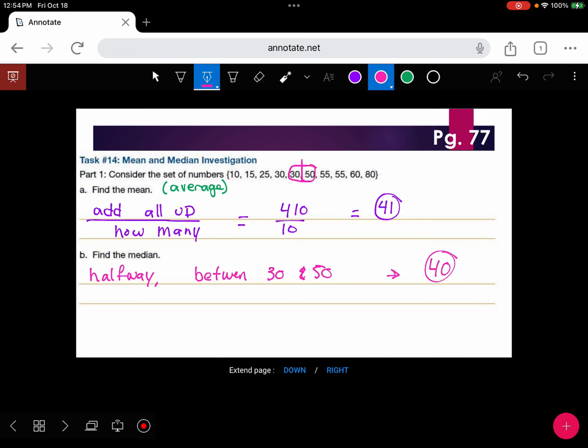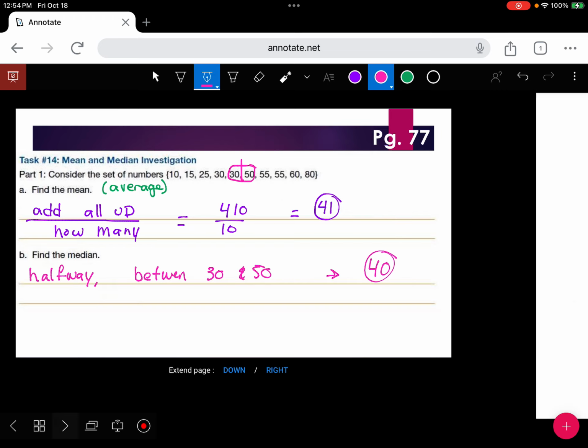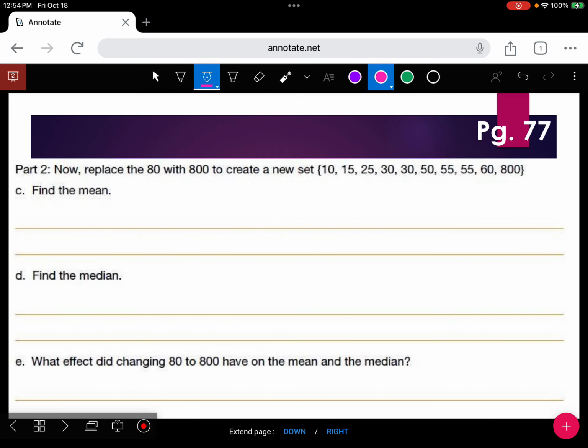But what if we have a typo in the data? What if there is a mistake or I just have one really out-of-pocket answer? We're going to look at the next data set and say, what if that 80 wasn't an 80? What if that 80 was an 800? What would happen to the mean? What would happen to the median? So everything else is the same except for that last number. So what is our new mean and what is our new median?